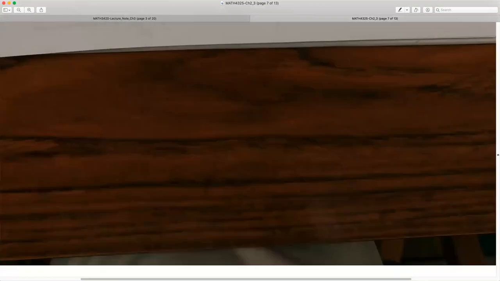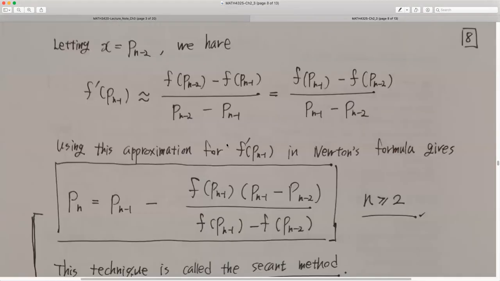So now f prime of p n minus 1 can be approximated like this: f of p n minus 2 minus f of p n minus 1 over p n minus 2 minus p n minus 1. This is actually the slope of the secant line passing through the two points, p n minus 2 comma f of p n minus 2, and p n minus 1 comma f of p n minus 1.